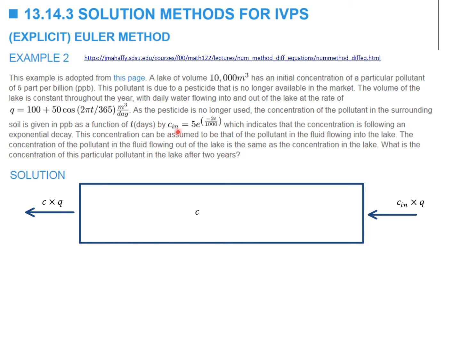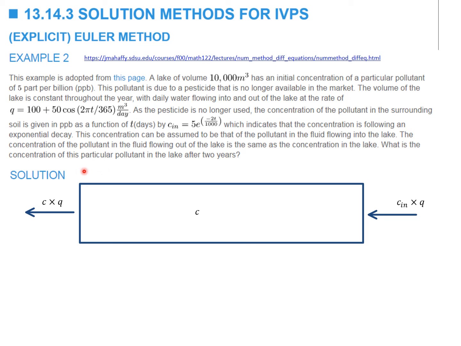And so as the water flows from the surrounding soil into the lake, it will come in with the pollutant, with that particular concentration. As given here, this concentration can be assumed to be that of the pollutant in the fluid flowing into the lake. Now, the concentration of the pollutant in the fluid flowing out of the lake is the same as the concentration in the lake. So if the concentration in the lake is C, the concentration of the fluid flowing out of the lake is C as well.